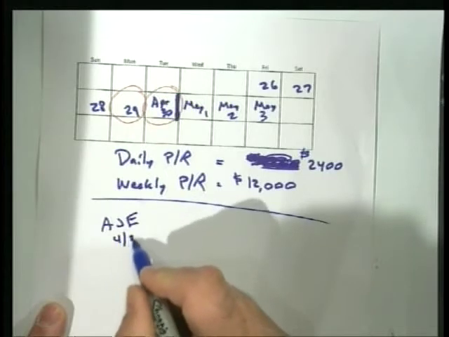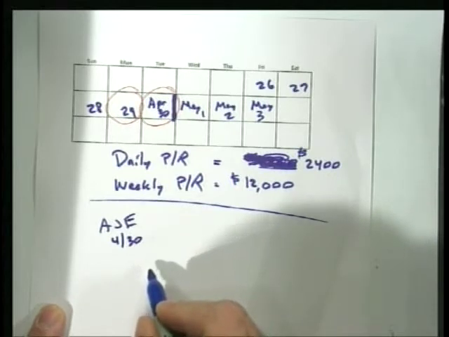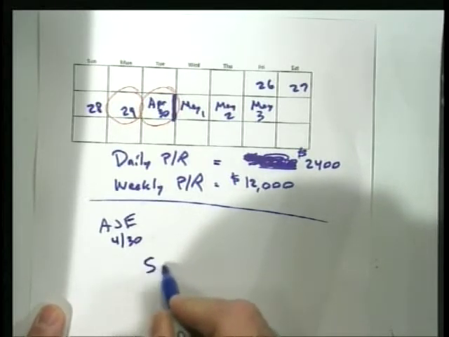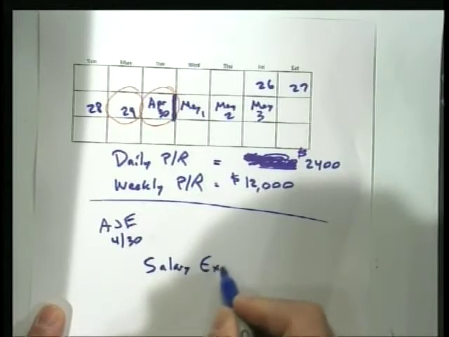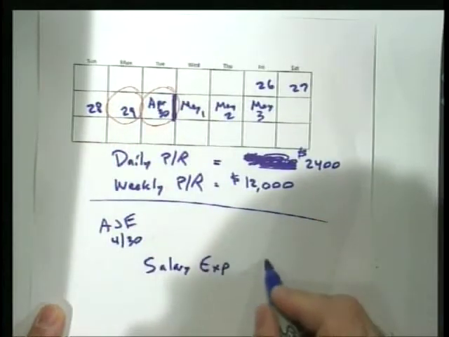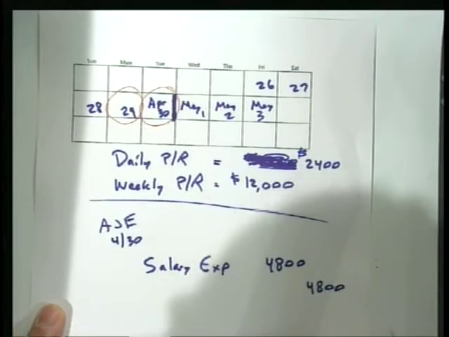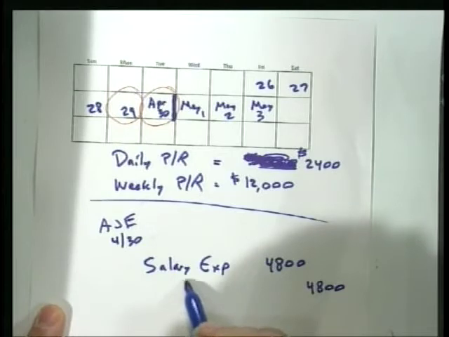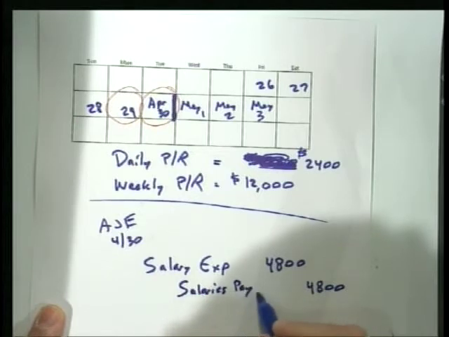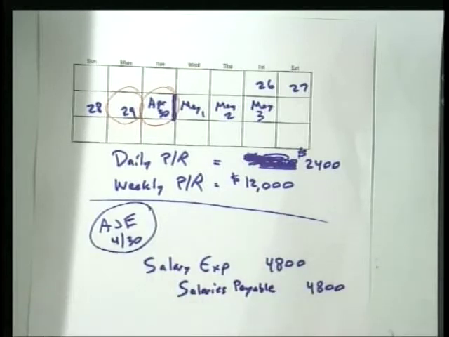So our AJE on 4/30 is we debit, I think this is salaries, it says salaries, right? Salary expense for 2 days times 2,400, 4,800. And what do we credit? Salaries payable. That is our 4/30 AJE. You with me? Okay.